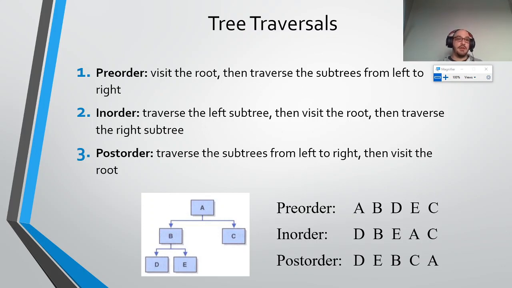For the pre-order point of view, you visit the root, then just traverse all the left subtree, and then you traverse all the right subtree. In the case of the in-order, you traverse all the left first, then you visit the root, and then you visit all the right. And in the post-order, you will visit all the left first, then all the right, and finally you do the root. So let's have a look at that example that we have in the slide.